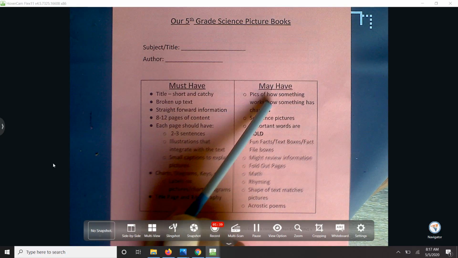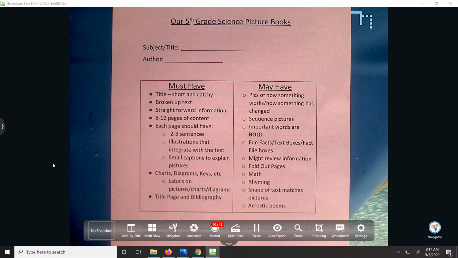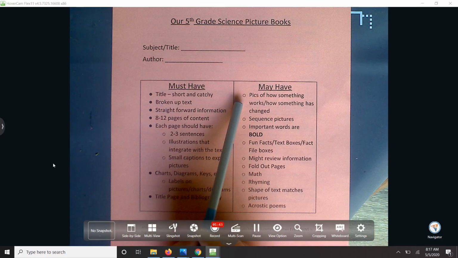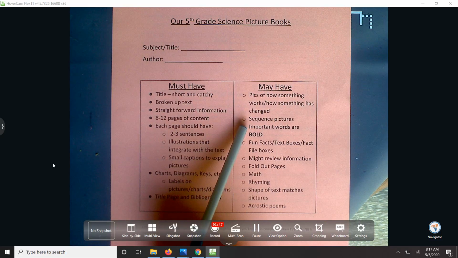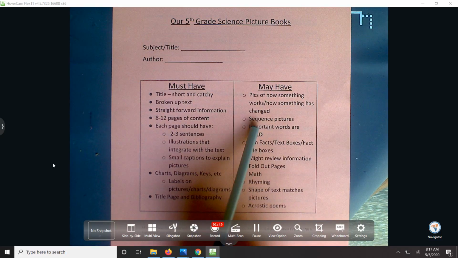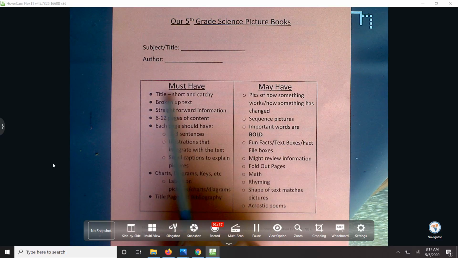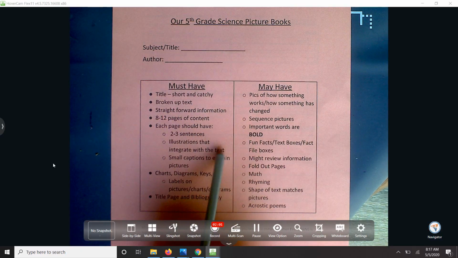Here are some other things that you might want to include. You might want to have pictures of how something works or how it's changed. Sequence. So remember, sequence means the order. So, for example, if you were doing a book on the seasons, you might have how it moves from one season to another, or if you were doing the water cycle, from one stage to another.